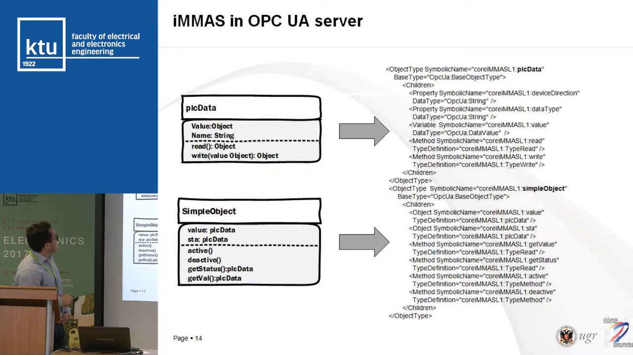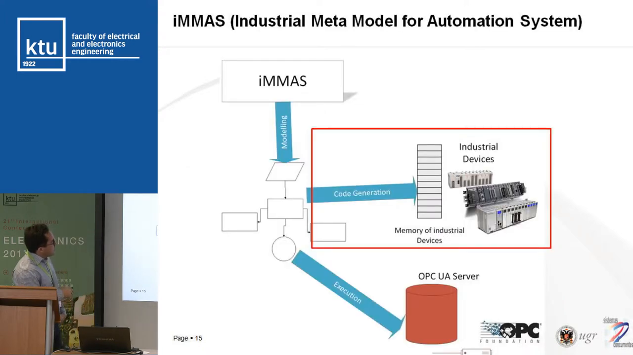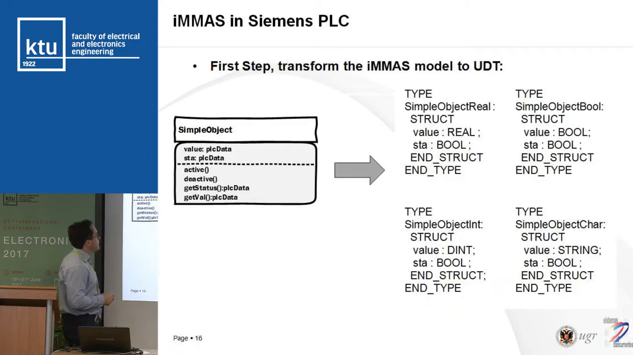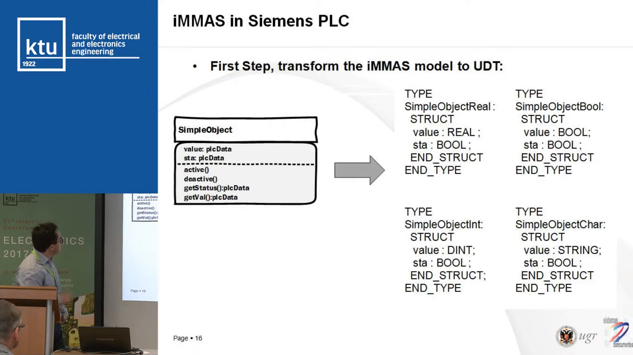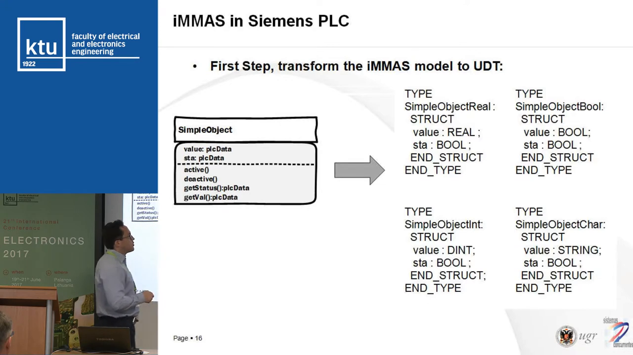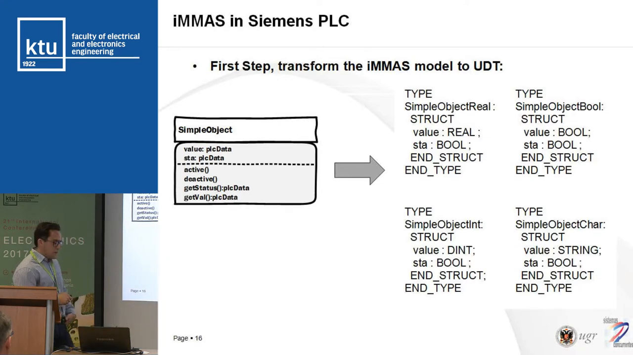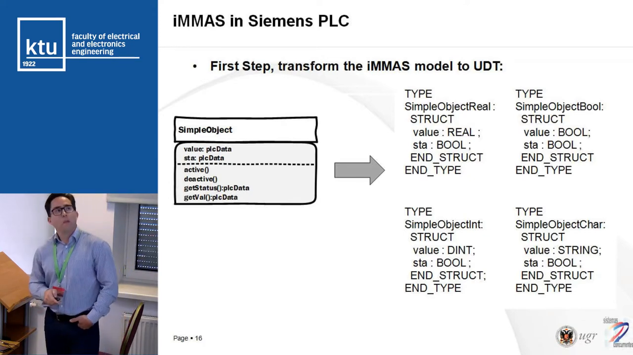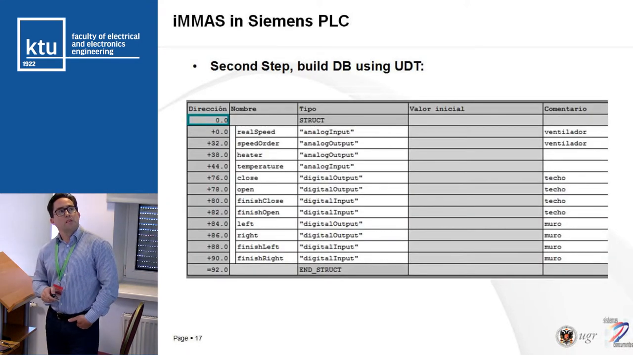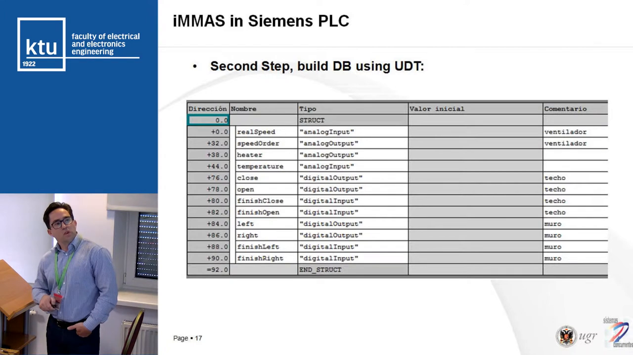Okay, this is the correlation between the concepts of IMAS of layer one and layer zero, and the translation into the XML file from the OPC UA perspective. This is more or less direct. Right now we are focusing on deploying IMAS into the industrial devices. In this case, we are using the Siemens PLC. It's not a direct translation because these elements we need to deploy with a structure regarding the type of data that we are using. In this case, we are using UDT, a data type defined by the user. And this is the first step. And the second step is to organize the DB data blocks in the PLC with the UDT that we defined before. Okay.